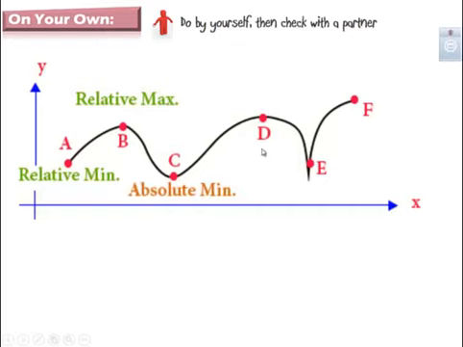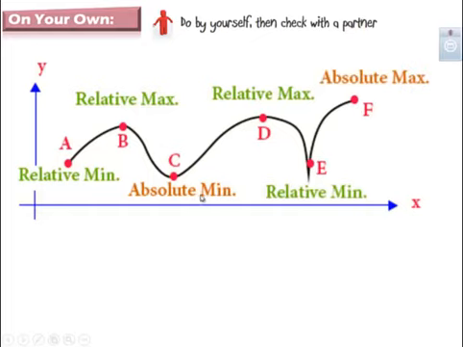D, relative maximum. E is, well, it's just a lower point, so I would just say a relative minimum, and then this would be our absolute maximum. Kind of makes sense, right? Not too crazy, just something that you have to know. They're also called the relative extremas.